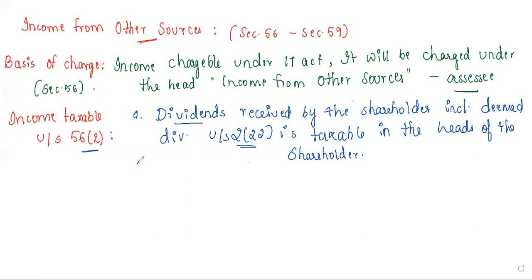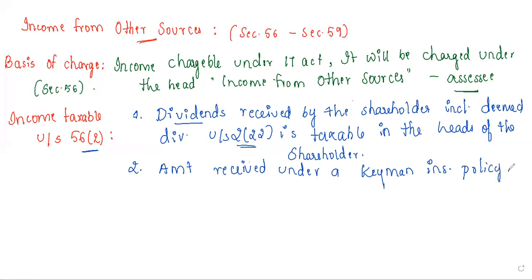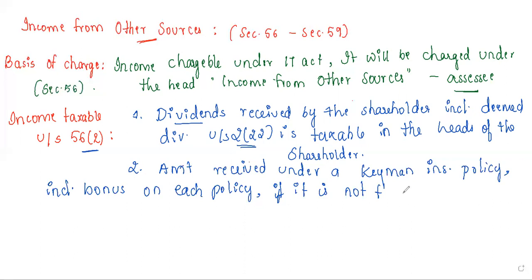The second point: amount received under a key man insurance policy, including bonus on such policy, if it is not taxable under any other head.